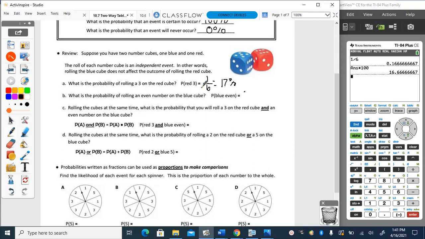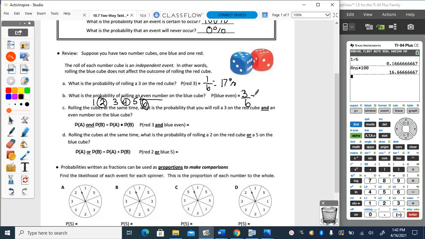All right, so now it says, what is the probability of rolling an even number on the blue dice? When we set it up, we have the probability of blue even, but now we have to think about how many even numbers are on a dice. Well, the numbers are 1 through 6, so 1, 2, 3, 4, 5, and 6. Which of those are even? 2 is even, 4 is even, and 6 is even. So how many numbers do we have that are even? 1, 2, and 3. So we have a 3 out of how many? 1, 2, 3, 4, 5, 6.